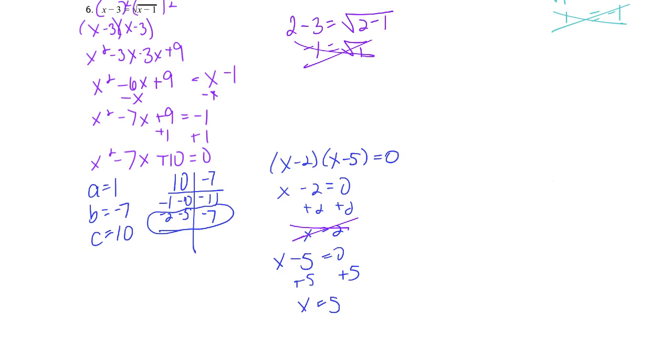Now 5. 5 minus 3 equals the square root of 5 minus 1. That's 2 equals the square root of 4. And that is indeed the truth. So x equals 5 is the solution.